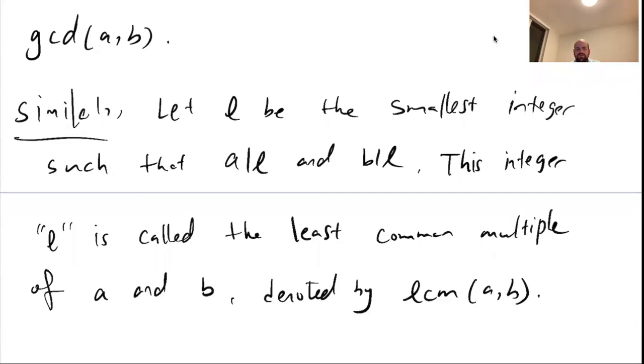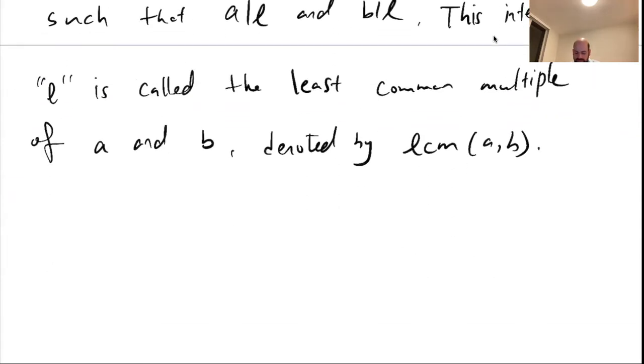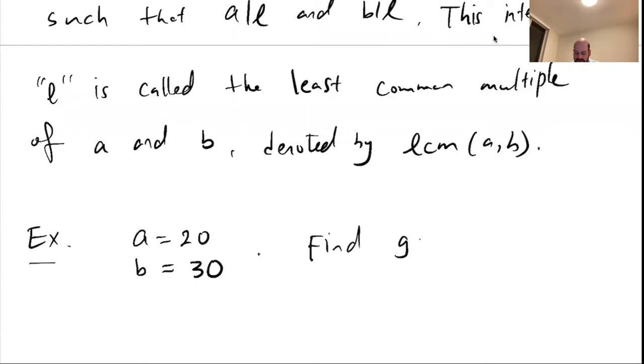Okay, so these are the definitions for GCD and LCM, greatest common divisor and least common multiple of two integers. So let's look at an example. Let's say, for example, A equals 20, B equals 30. Find GCD of A and B and LCM of A and B.